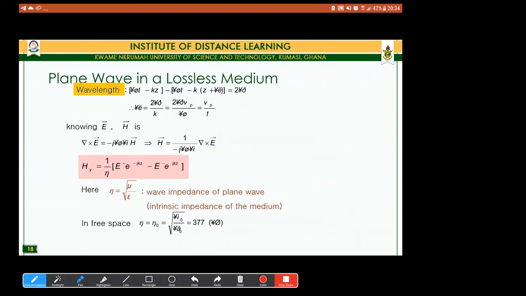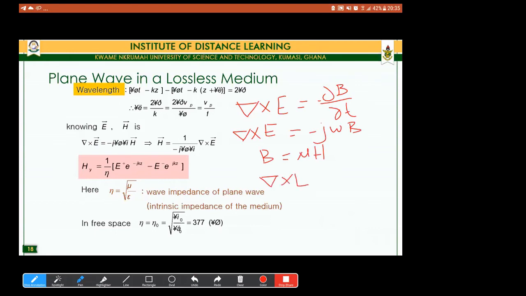Now, similarly, you can look at that same case for H, the magnetic field intensity, because curl of E equals minus del B del t. If we use the time harmonic form, then curl of E equals minus j omega B. But we know B equals mu H. Therefore, curl of E must be equal to minus j omega mu H.